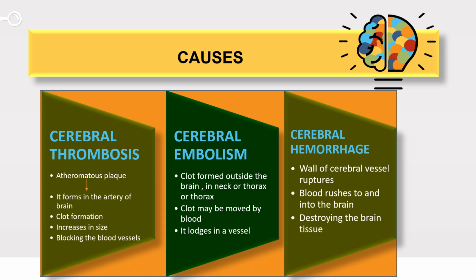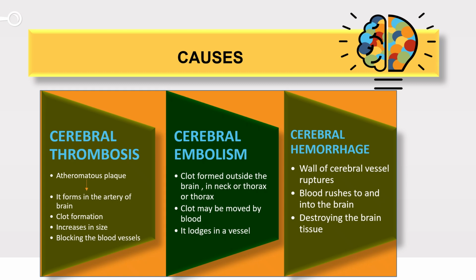Causes. I have divided this into three. The first cause is called cerebral thrombosis. That is, maybe there is an atheromatous plaque which will form in the arteries that we discussed about the circle of Willis. In any of those arteries, it will form a plaque. Now, what do you mean by an atheromatous plaque?